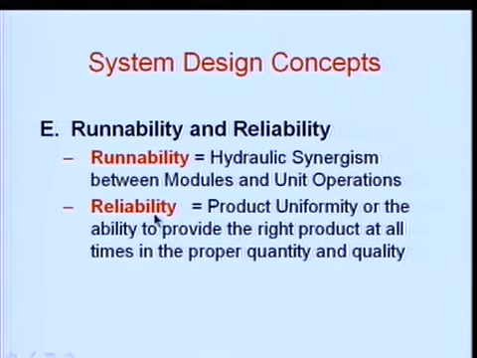Reliability, what does that mean? Basically product uniformity, again the word uniformity comes into the picture here, or the ability to provide the right product at all times in the proper quantity and quality. This is to your customer, which is the paper machine people. They want the proper quantity and quality at all times. Whether they go up in production or down in production, you need to be providing uniform product quality and quantity. And that's why this system, a recycled fiber system, must be able to go up or down in a way that is reliable, and be able to handle all kinds of operating conditions at all times.